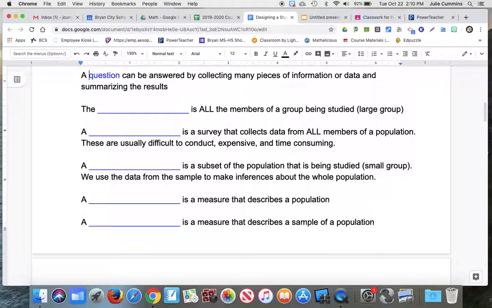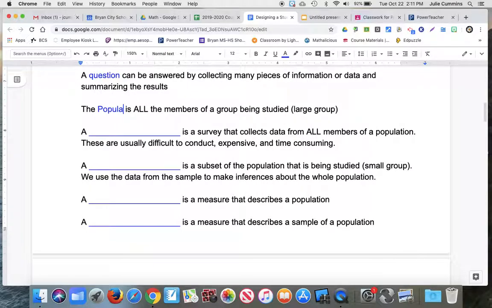A question can be answered by collecting many pieces of information or data and summarizing the results. This is what you're doing in your project: you are investigating this question about what are opinions on this topic, or how much do people know about this topic. You're collecting data and summarizing that. So a few terms that we need to know.